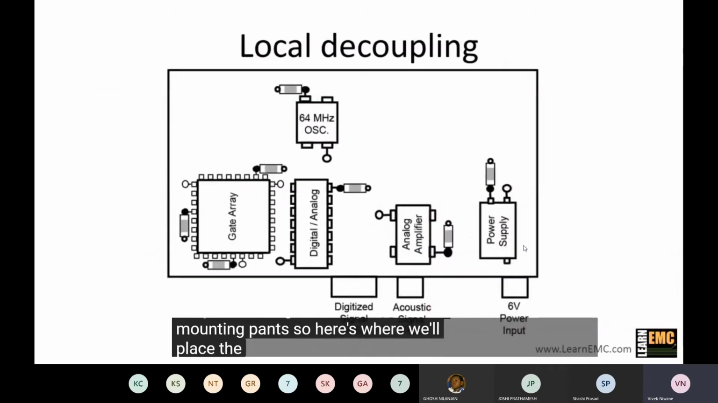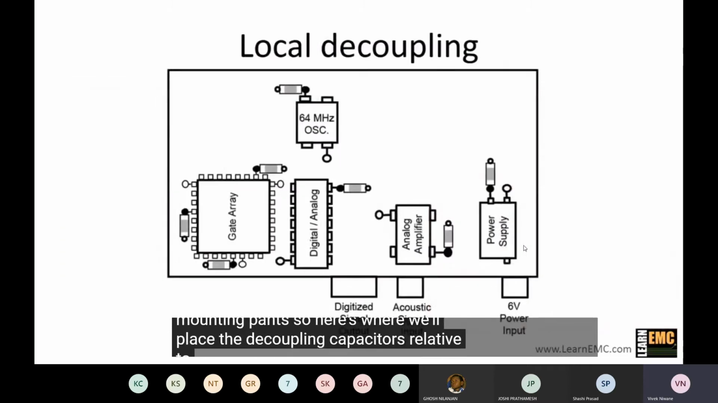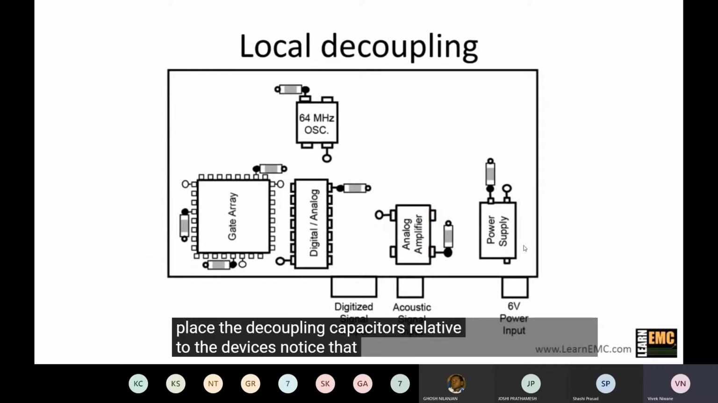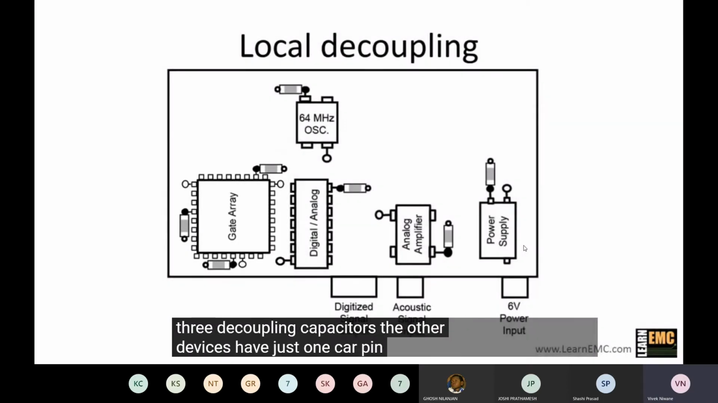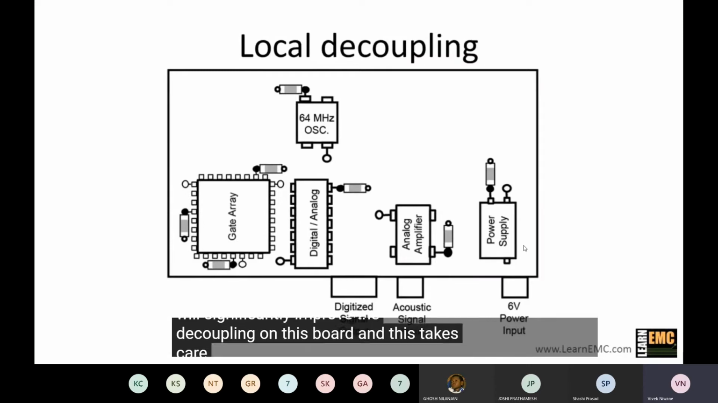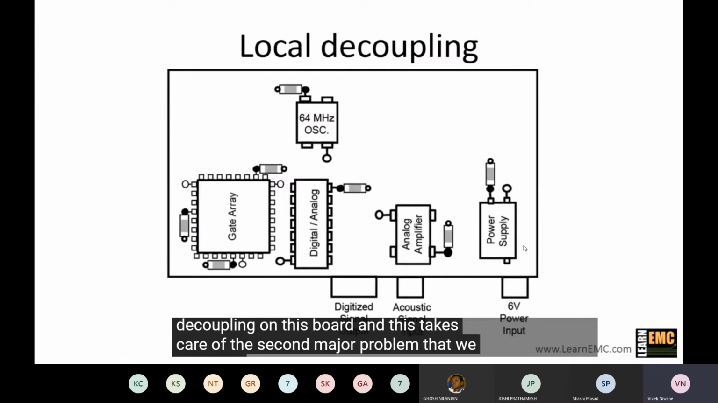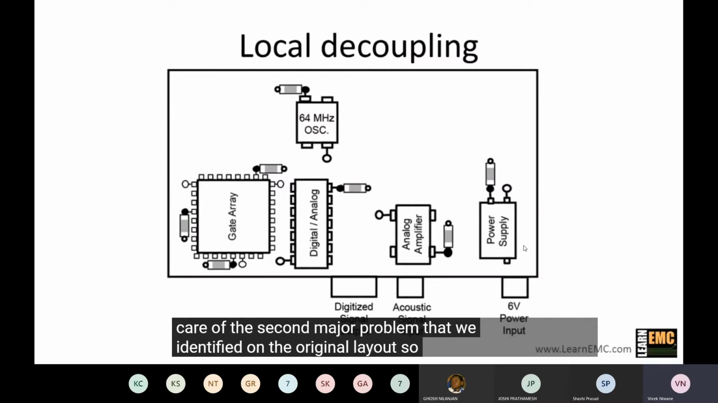So here's where we'll place the decoupling capacitors relative to the devices. Notice that the gate array has 3 power pins, so we gave it 3 decoupling capacitors. The other devices have just 1 power pin, so they each get 1 decoupling capacitor. This placement of local decoupling capacitors will significantly improve the decoupling on this board. And this takes care of the second major problem that we identified on the original layout.